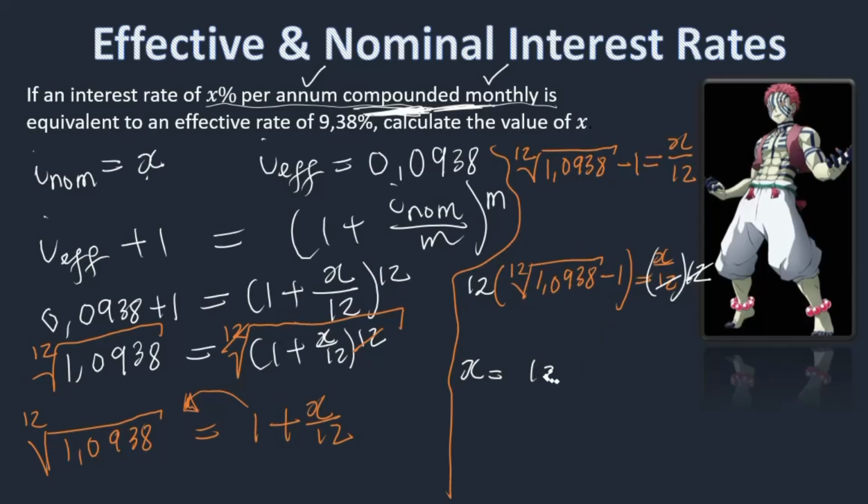being equals to 12 multiplied by the 12th root of 1.0938 minus 1. The 1 is outside the root. Now let's use a calculator here.